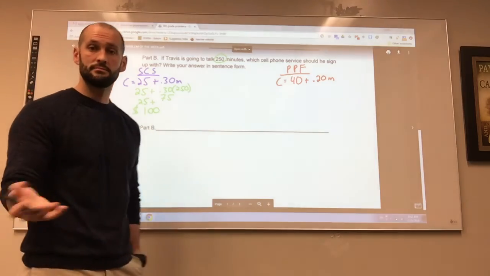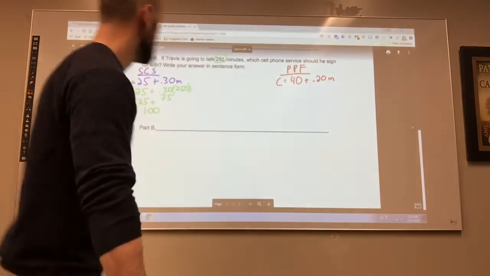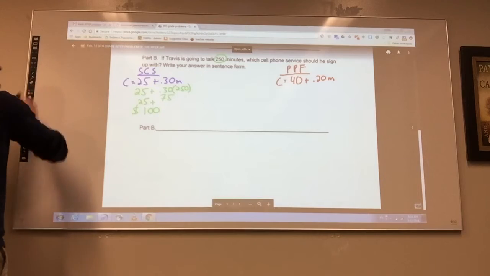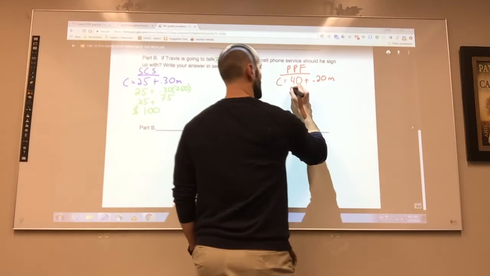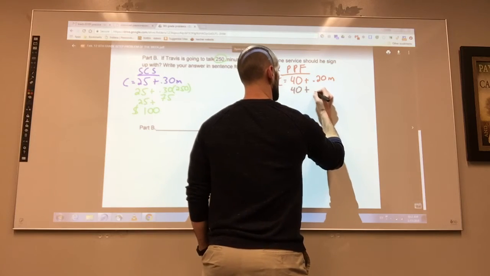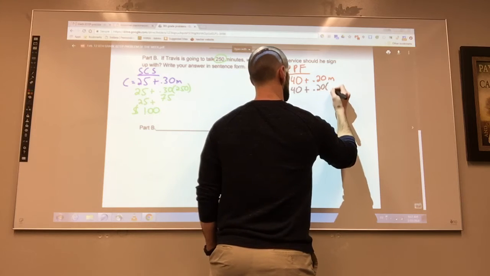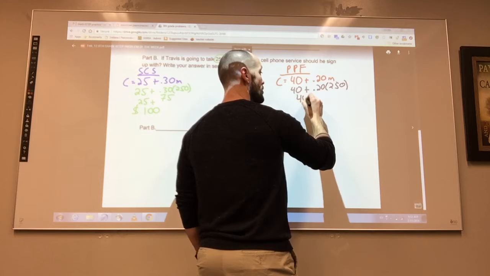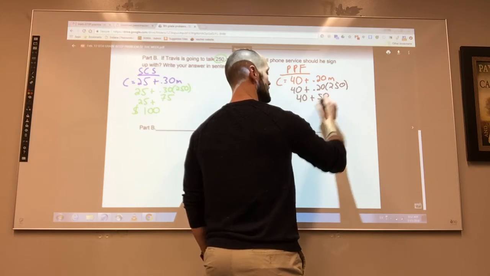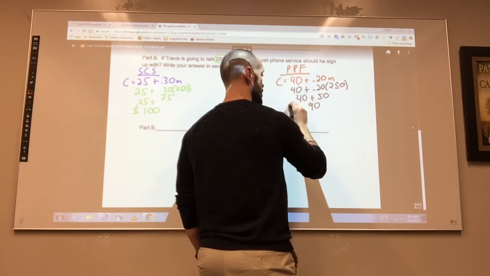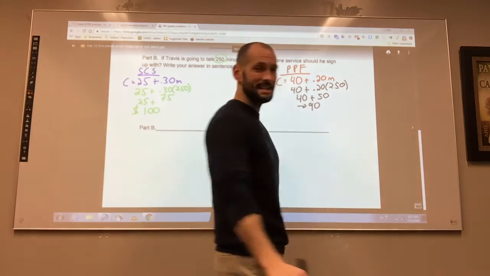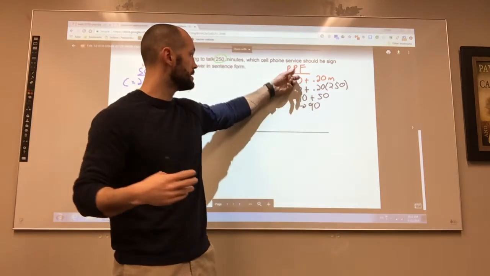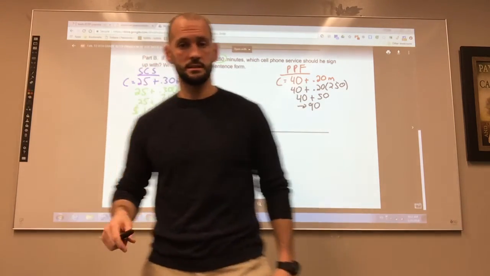Not bad. $100 for a cell phone plan, not terrible. Well, let's take a peek at door number 2. I take $40 and I add that to 0.20 times 250. Well, now I get 40 plus 50. Ding, ding, ding, winner, $90. So which one's cheaper? Phenomenal Phone Fellas.